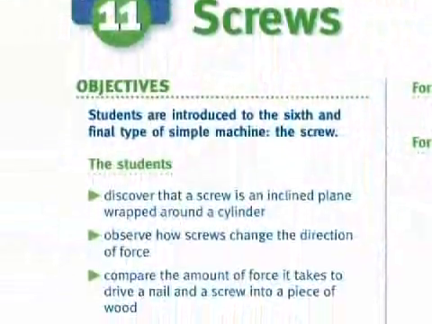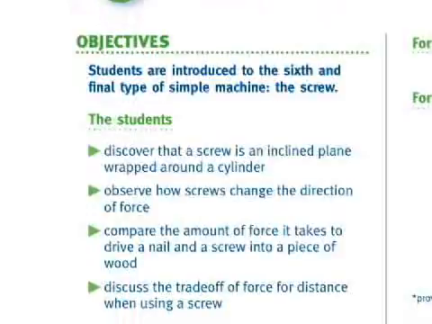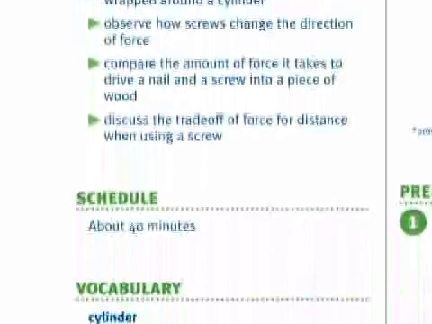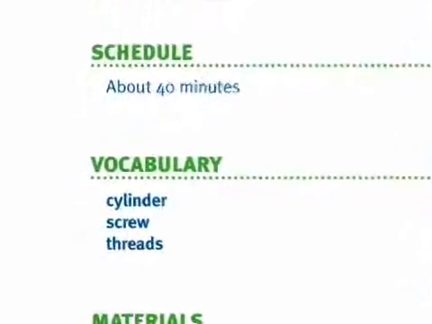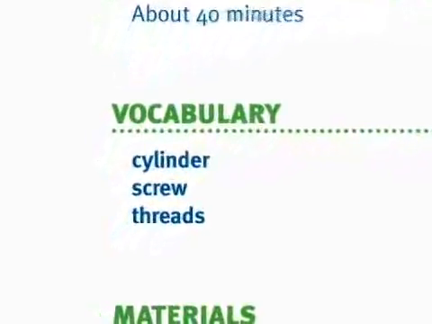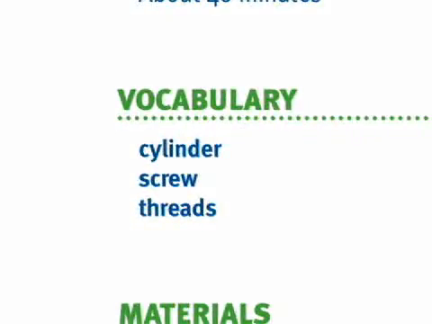In Activity 11, students are introduced to the sixth type of simple machine, the screw. This activity will take about 40 minutes. The vocabulary introduced in this activity is cylinder, screw, and thread.